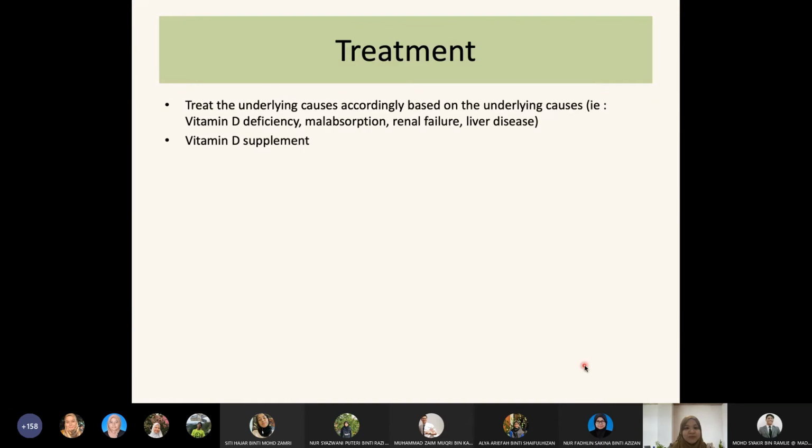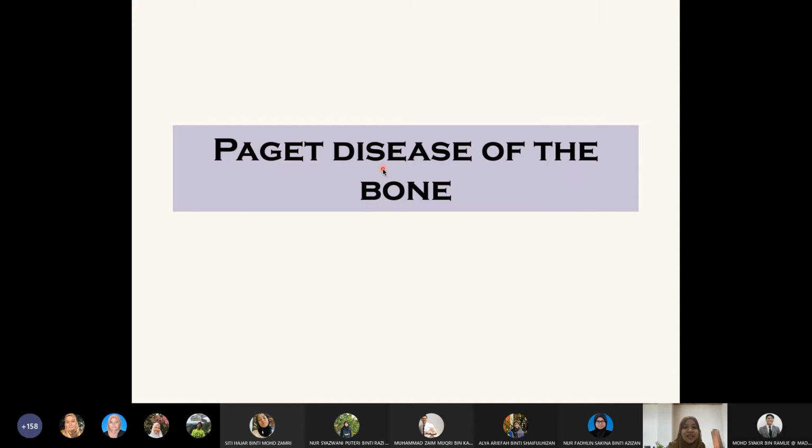So how to treat them? You need to find the underlying cause of why the patient is having vitamin D deficiency, whether this is renal causes, malabsorption or others. So you need to treat the underlying causes and give vitamin D supplements. Okay, that's all for the second topic.